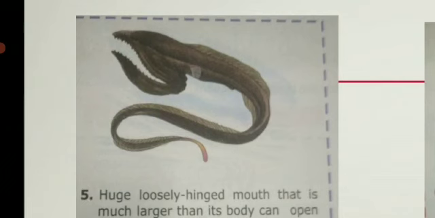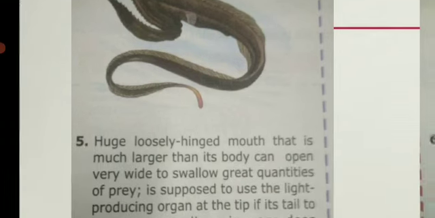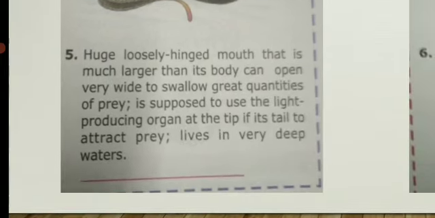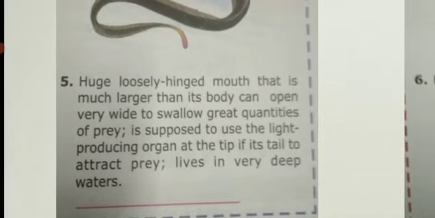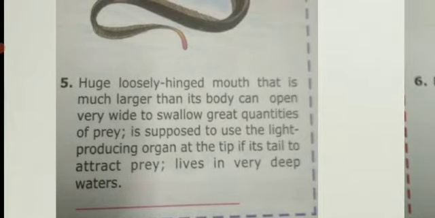And it has a light producing organ at the tip of the tail, so that by emitting light it can attract prey. So the prey will come to that, and it can eat also in large quantities. So what is this? These are the special characteristic features of this marine creature. So it is called gulper eel, because it can gulp large quantities of prey.